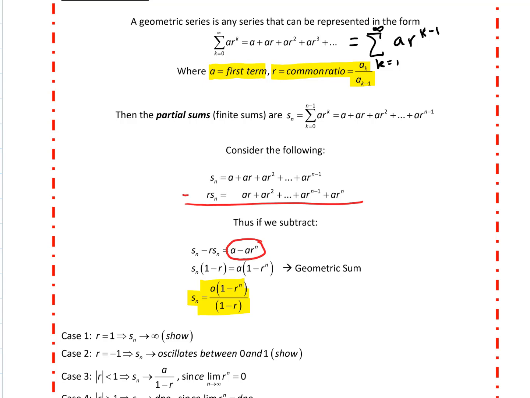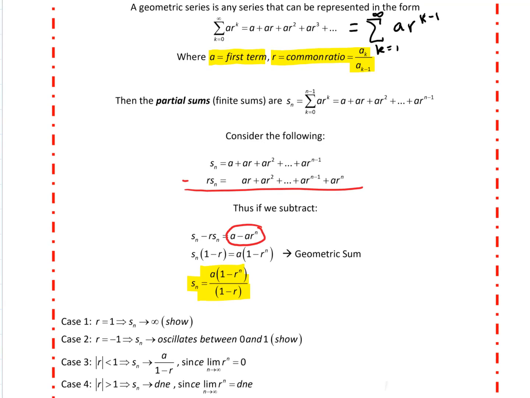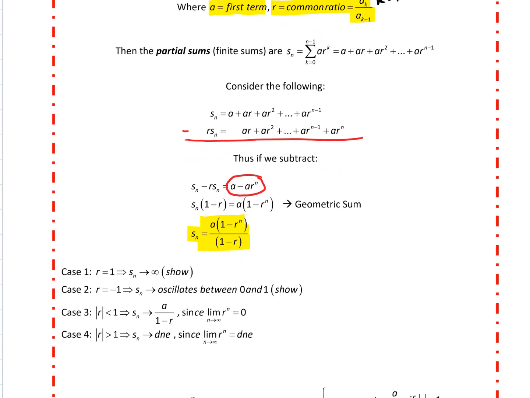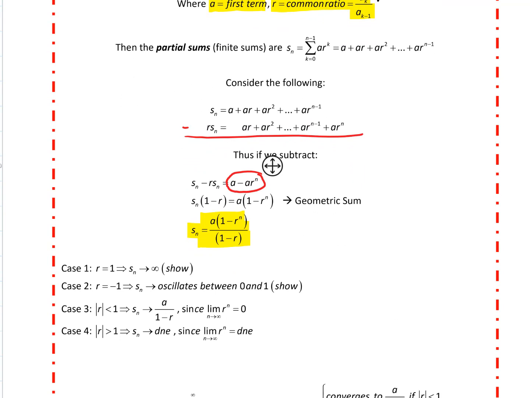So if the common ratio equals 1, if I plug 1 into this, what I end up getting is that this partial sum approaches infinity. In the second case, if r equals negative 1, I get oscillation. So for both of those cases, that is going to give me divergence.